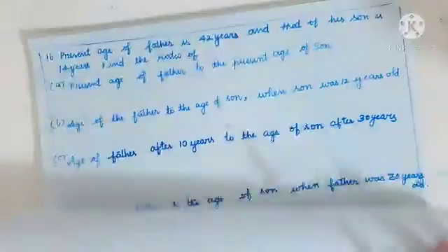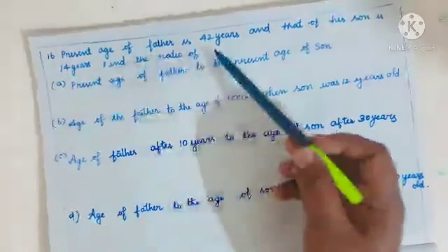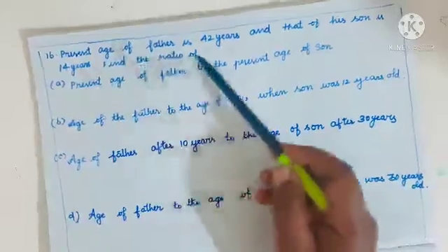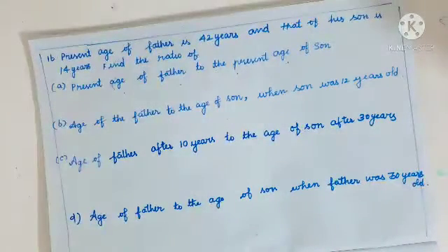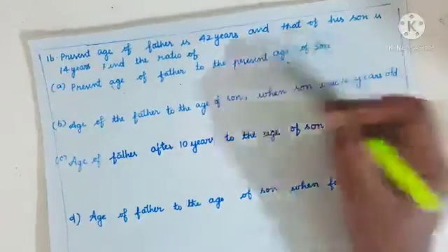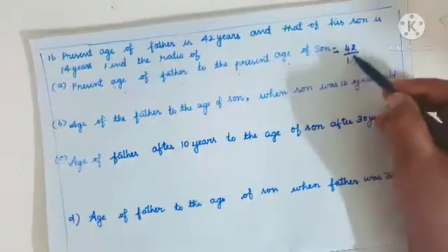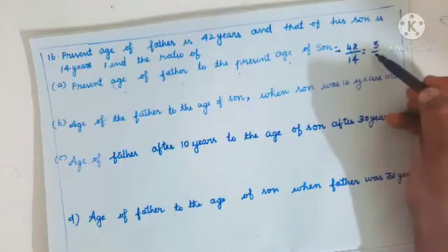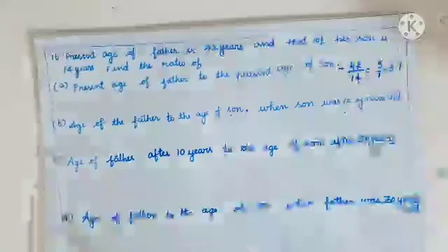Okay. Fine. Now we are going to see the 16th sum. The present age of the father is 42 years and that of his son is 14 years. Find the ratio of the present age of the father to the present age of the son. Can you understand the question now? So what is the present age of the father? 42 divided by 14. When you cancel it, you will get 3 by 1. So the ratio will be 3:1.